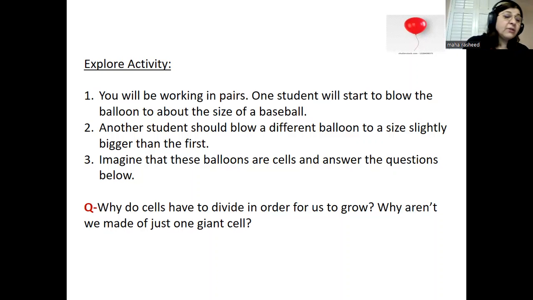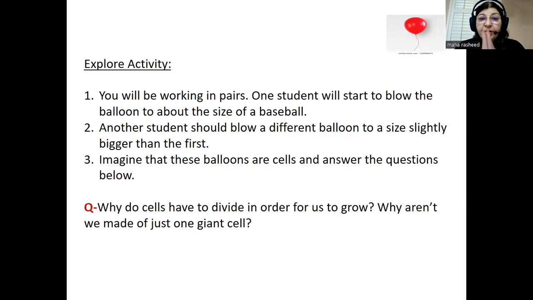Yes, okay, you're talking about differentiation. So we have learned about differentiation. Cells need to differentiate into different types of cells, okay, to have different tissues, different organs. That's really good, guys. So now I want you to write your answer in your notebook.